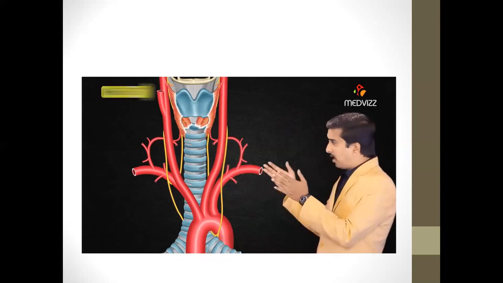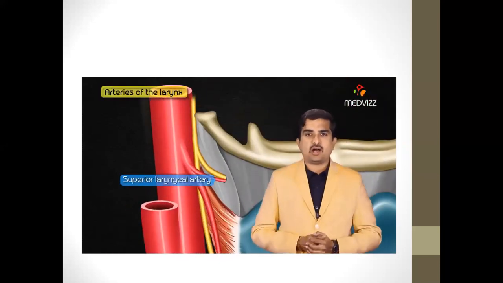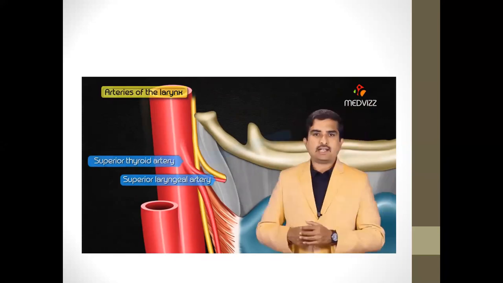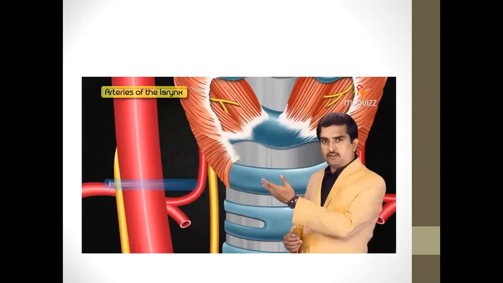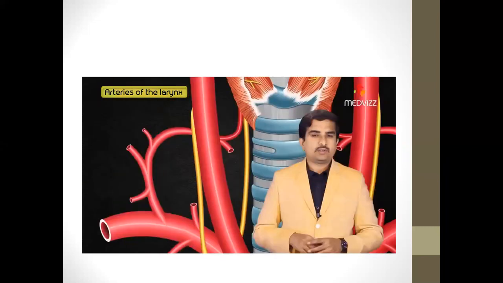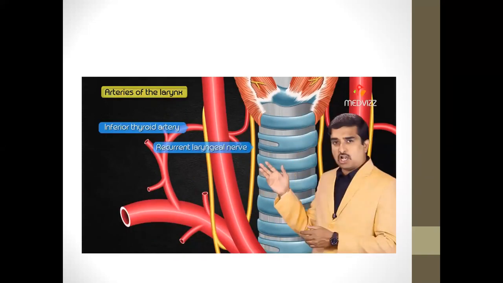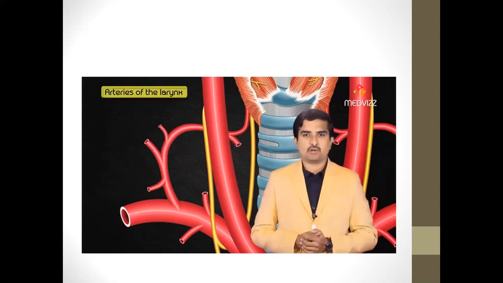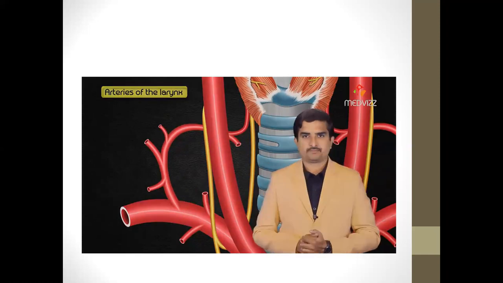And the next is arteries of the larynx. What is the superior laryngeal artery, which is the branch of superior thyroid artery and travels with the internal laryngeal nerve? And next one is the inferior laryngeal artery, which is a branch of inferior thyroid artery and it travels along with the recurrent laryngeal nerve. So this is what we discussed about the anatomy as well as the physiology of larynx.